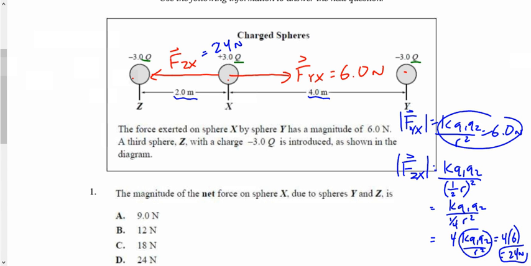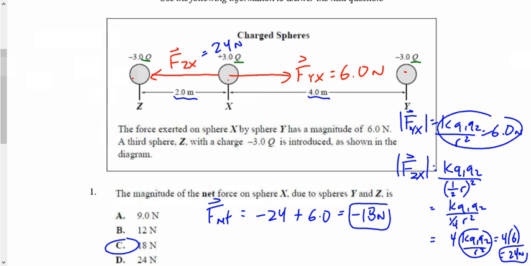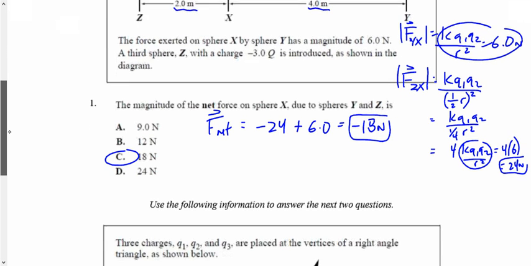You want to find the magnitude of the net force on x now? Then let's say the net force is equal to negative 24 newtons, because we got a force to the left that's 24, plus positive 6, because we have a force to the right that's 6. That ends up giving me negative 18 newtons. The magnitude of that force is C, 18 newtons. There are other ways to solve this question as well. That's just the way that I ended up solving that question.